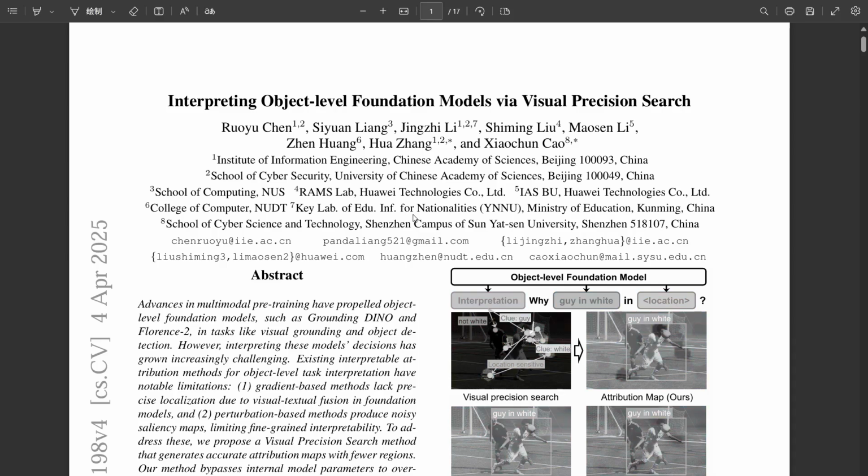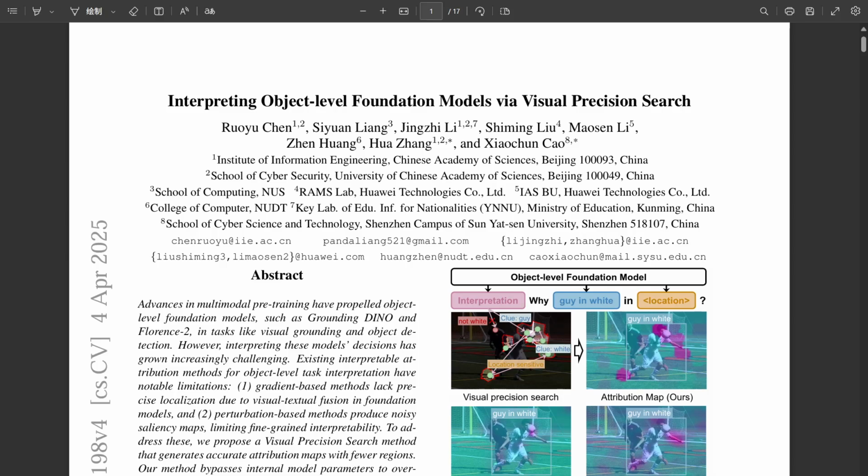All right, let's unpack this innovation then. How does visual precision search actually achieve this precision and bypass the black box? Well, that's the core idea and where the novelty really starts. VPS is explicitly designed to be gradient-free. It doesn't try to backpropagate through the complex, fused internal layers of the foundation model, which, as we just discussed, is where gradient methods run into trouble with multimodal inputs. So it avoids that internal complexity altogether by working on the image itself.